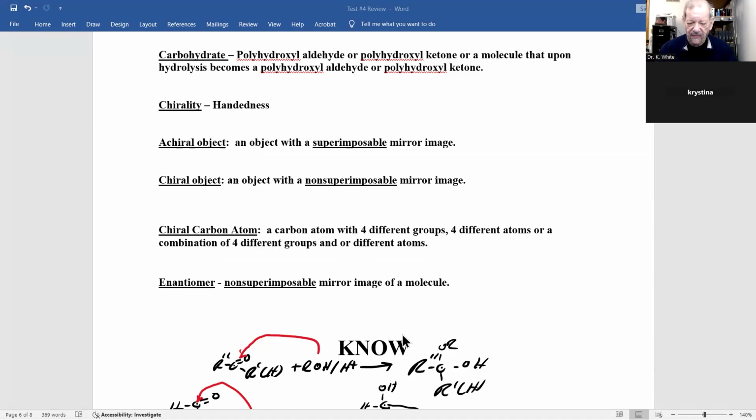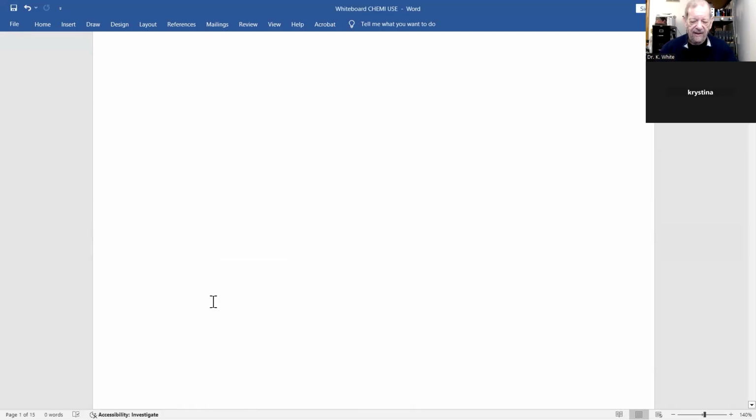Now, if a molecule has a double bond in it, then the carbons here are not chiral carbons.